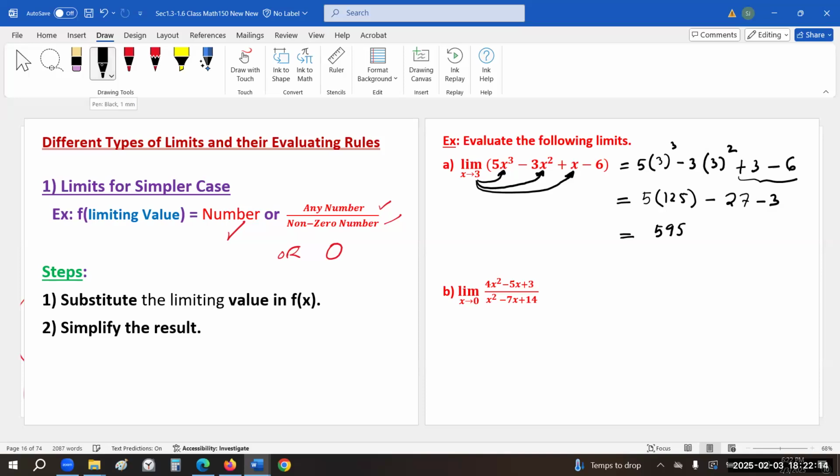595. So do we stop here after getting this number or do you have to go further? What do you think? Good job. Stop. It's a real number, so we are happy. Our life is simple. We don't have to do anything.